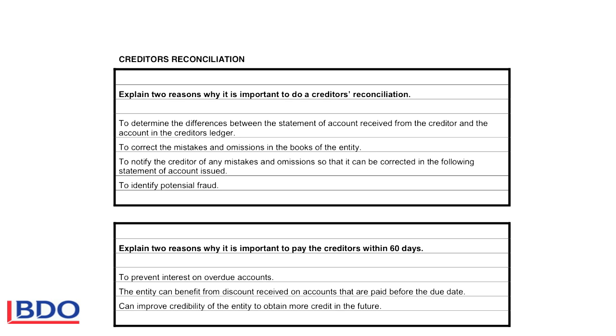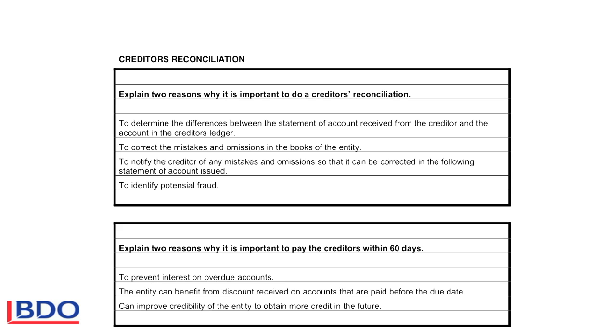The second question is: explain 2 reasons why it is important to pay the creditors within 60 days. If we signed an agreement with them that we will pay within 60 days, it means that if we take longer than 60 days, they can charge us interest. So to prevent this interest on an overdue account, we will rather pay within 60 days. Otherwise, the goods will cost us much more than we thought in the beginning.